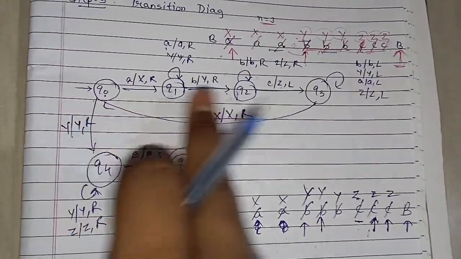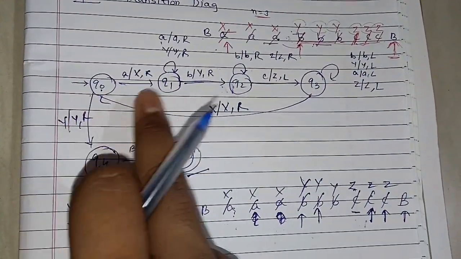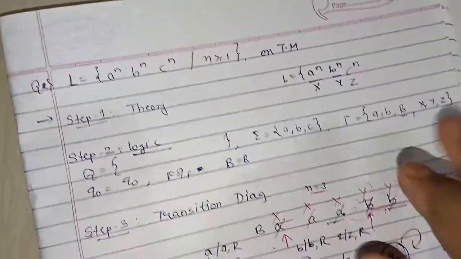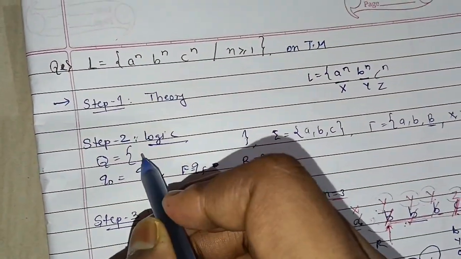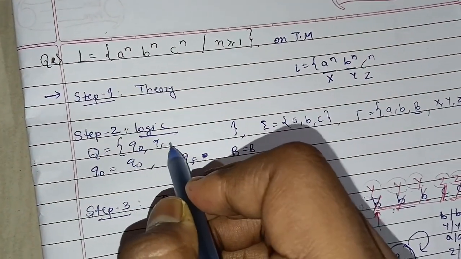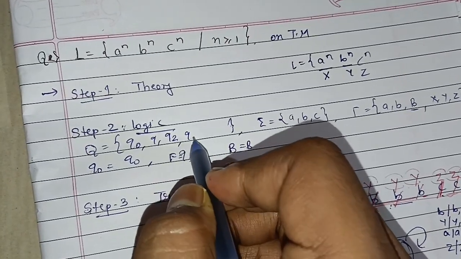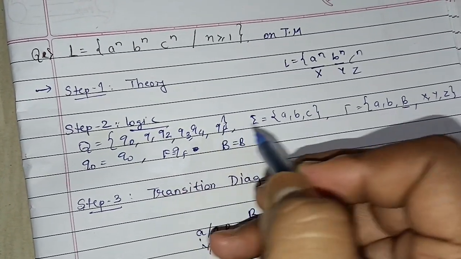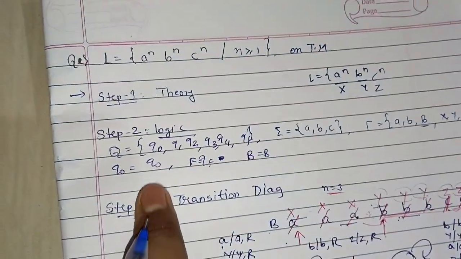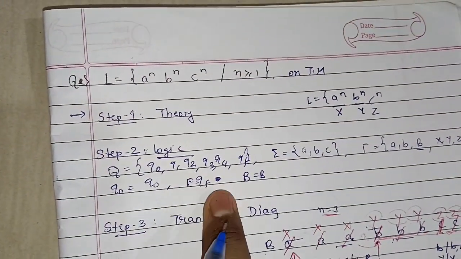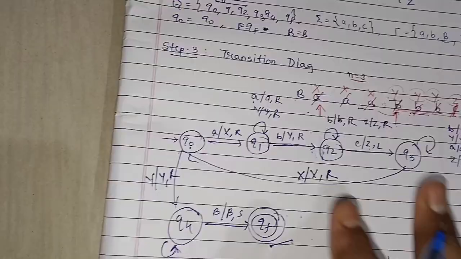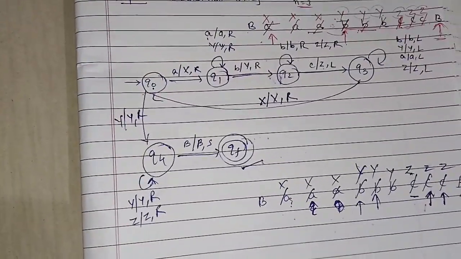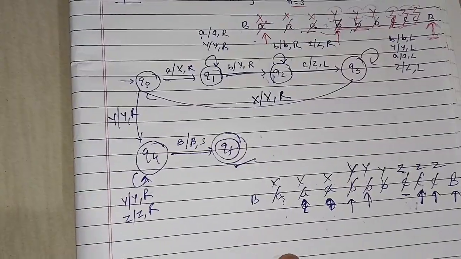In this way you have to solve this example. How many states are there? Q0, Q1, Q2, Q3, Q4, Qf. So I will write here Q0, Q1, Q2, Q3, Q4, Qf. Q0 is the start state, the final state is Qf, and this way you have to draw the transition diagram, and in the exam you have to solve an example.